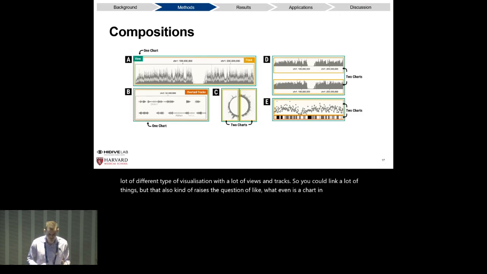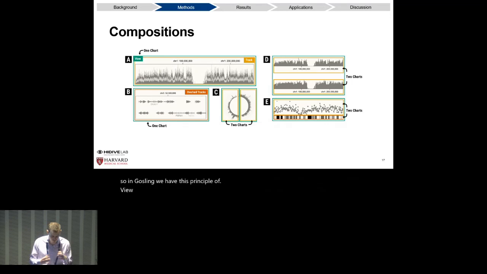I cannot talk about everything, unfortunately, because of time, but feel free to ask me. One of the things we really had to talk about is composition. This Gosling tool, as I showed in some examples earlier, is super expressive for creating many different types of visualization with a lot of views and tracks, and you can link a lot of things. But that also raises the question of what even is a chart in this sense. In Gosling, we have this principle of a view and a track, and we can have one view and one track, like the top left that I'm showing here. That might be what we call a chart.